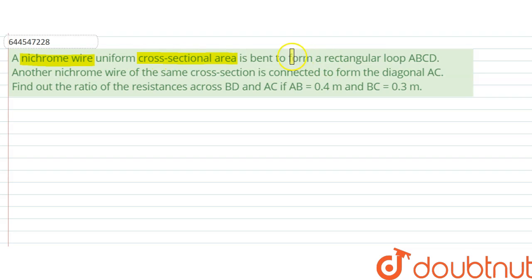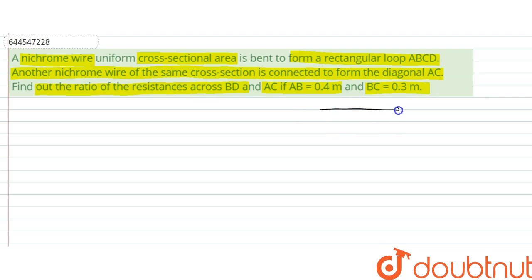Hello, we are given a question, and the question says: a nichrome wire of uniform cross-sectional area is bent to form a rectangular loop ABCD. Another nichrome wire of the same cross-section is connected to form diagonal AC. Find the ratio of resistance across BD and AC, if AB is equal to 0.4 meter and BC is 0.3 meter.